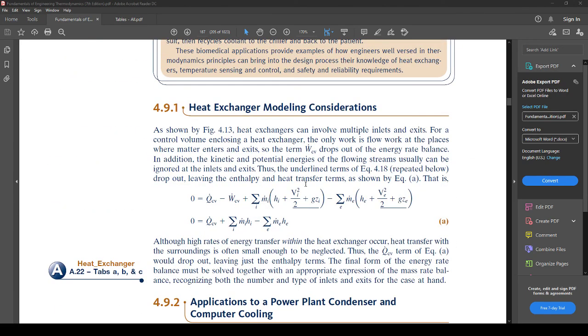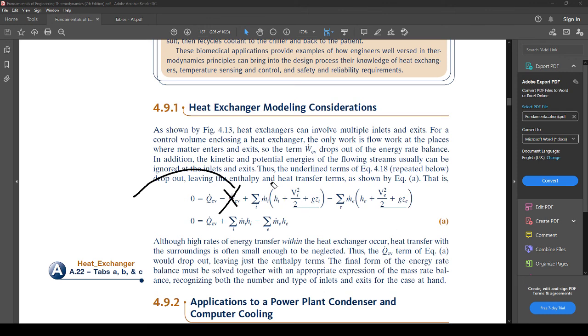It says, as shown by figure 4.13, heat exchangers can involve multiple inlets and exits. For a control volume enclosing a heat exchanger, the only work is flow work at the places where matter enters and exits, so the work CV term drops out. It's very important. In a heat exchanger, it's pretty obvious that its job is not to do work, right? It's not to turn a shaft, raise a weight, or compress some sort of liquid. That's not its job. It's simply to transfer heat. That is the only job of it. So there is no work of the control volume. That part goes away. So it's 0, right?